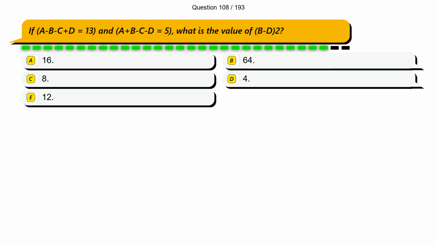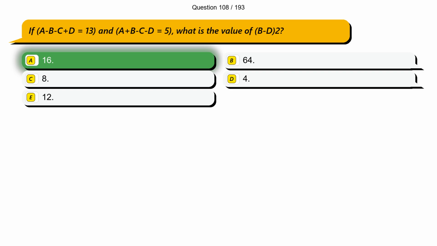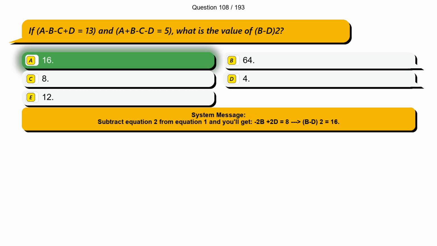Question 108. If abc plus d equals 13, and a plus bcd equals 5, what is the value of bd, 2? Option A, 16, option B, 64, option C, 8, option D, 4, option E, 12. The correct answer is option A, 16. Subtract equation 2 from equation 1 and you'll get minus 2b plus 2d equals 8, bd, 2 equals 16.